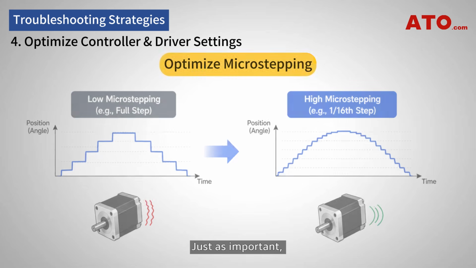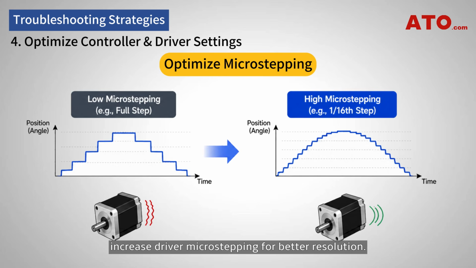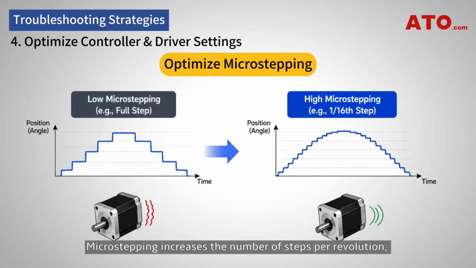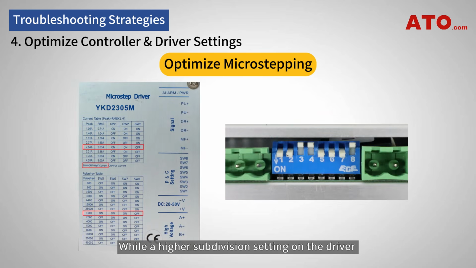changes. Just as important, increase driver microstepping for better resolution. Microstepping increases the number of steps per revolution, improving resolution and reducing vibration. While a higher subdivision setting on the driver allows for smoother and more accurate motion, you need to be sure your driver and controller can handle the pulse rate.